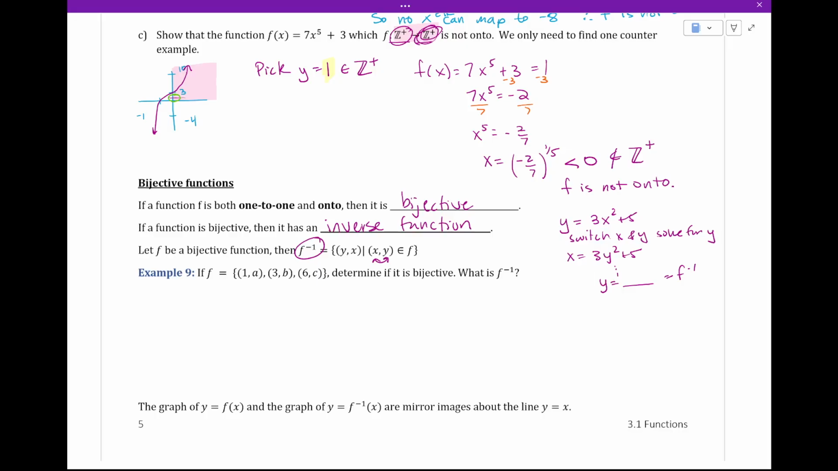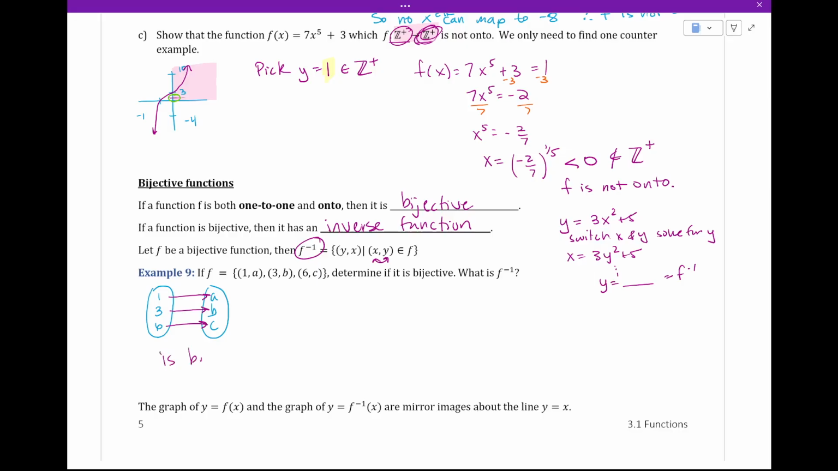If you're doing it algebraically, we're going to do a mapping one here that's not quite so much algebra. In example 9, if f is equal to the set that contains (1, a), (3, b), and (6, c), determine if it is bijective. And if it is, what is the inverse? So here we go. I've got 1, 3, and 6, and I've got a, b, and c. 1 goes to a, 3 goes to b, and 6 goes to c.